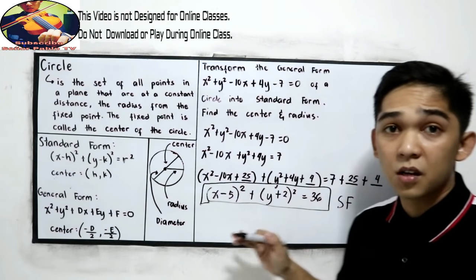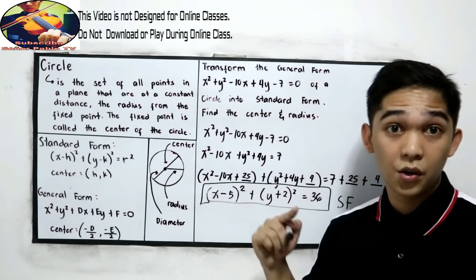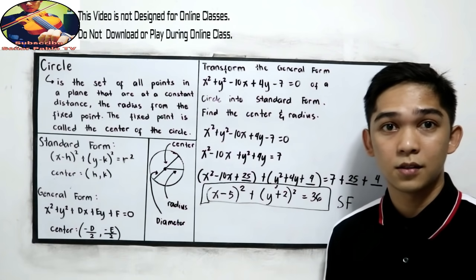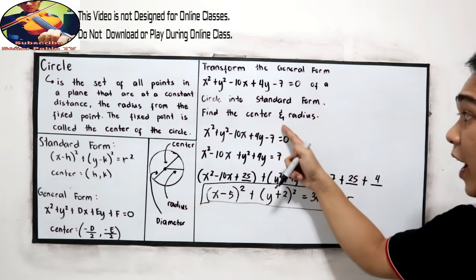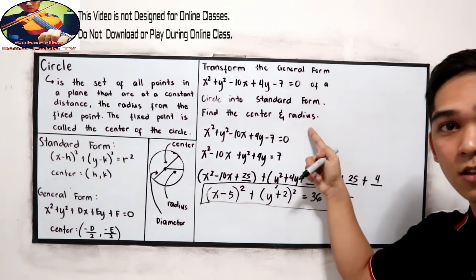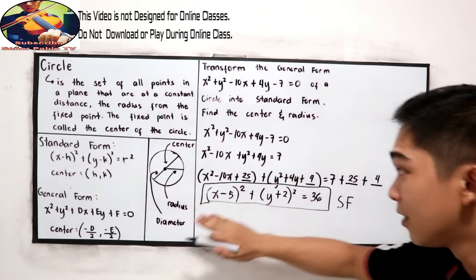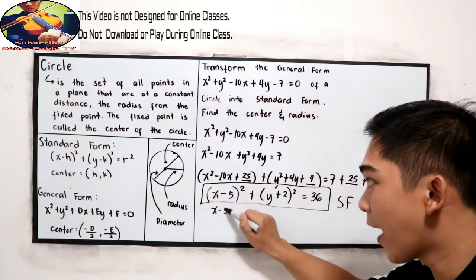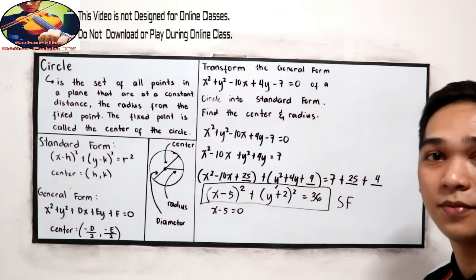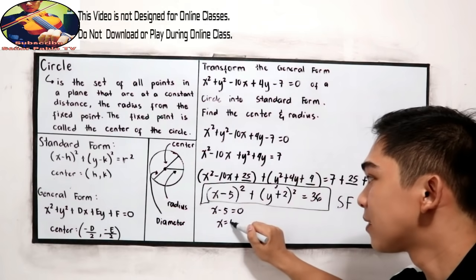If you want to master a perfect square trinomial, go to our grade 9 playlist to recall your completing the square. Now, find the center and radius. So the center, we have the h, k. So just get x minus 5 equated to 0. So our x is equal to positive 5.